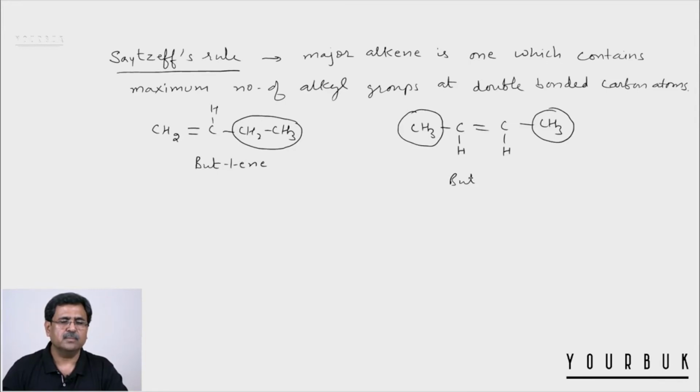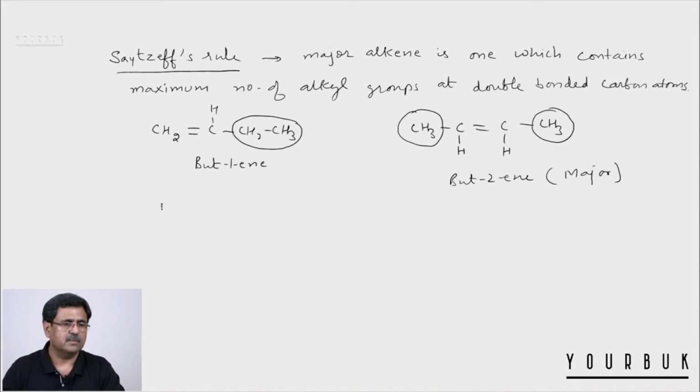So in but-2-ene, there are two alkyl groups present at the double bonded carbon, and hence according to Saytzeff rule, but-2-ene is the major product. So the major alkene of this dehydrohalogenation of 2-bromobutane is but-2-ene. But another way to state the Saytzeff rule, when you are actually applying it in the reactions, you can also write that the major alkene is one which contains the minimum number of hydrogens at the double bonded carbon. This is easier to see from the student point of view.